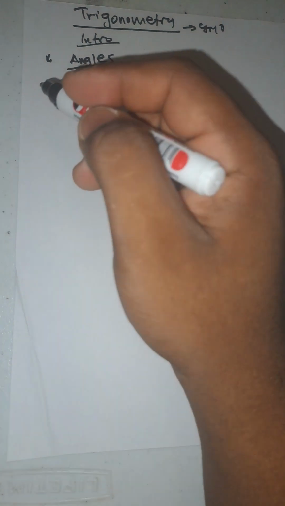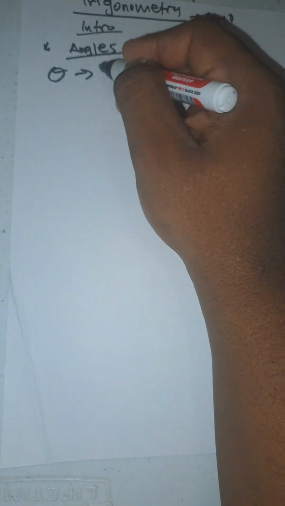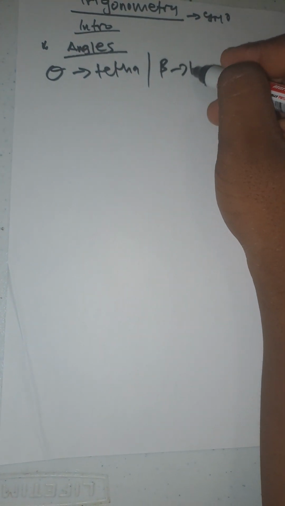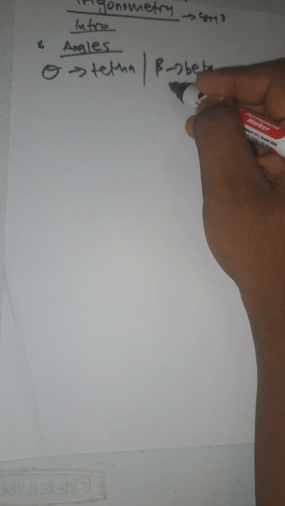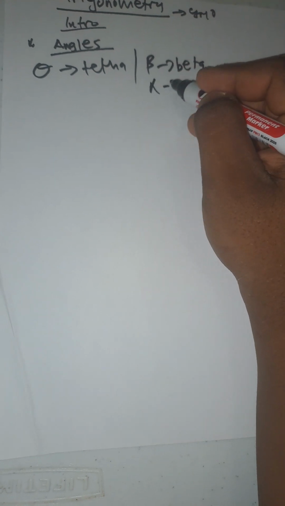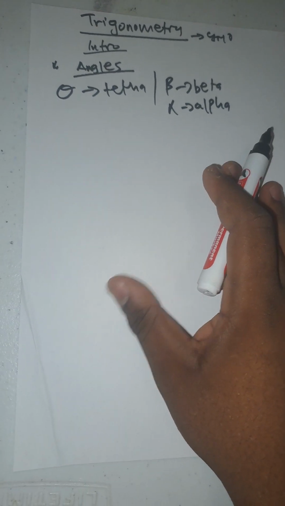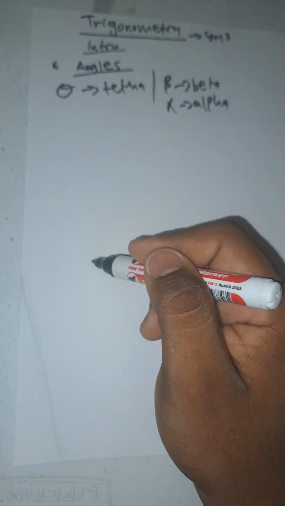The most common angles that you're going to use are theta, which is this one. The second one will be beta. And the next one will be alpha. So these will be the common angles that you're going to find in this topic. Now let's start.